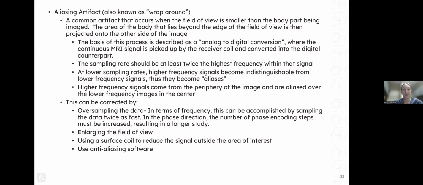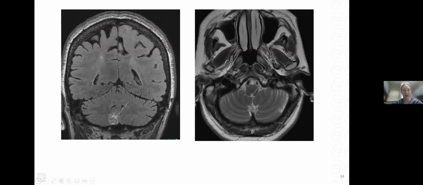So how to correct this is oversampling the data, turn up the amount of that frequency that the MRI machine is sampling the data. You can enlarge the field of view, what you're looking at. You can use anti-aliasing software, and then again, using a surface coil to reduce noise outside the area of interest, so you're not picking up extra frequencies. So kind of a complex physics artifact, but here's a demonstration of it.